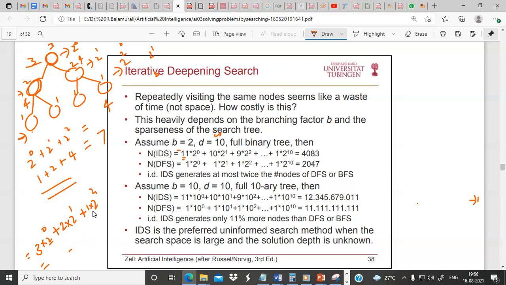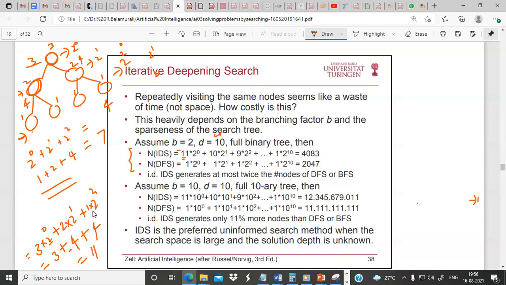So now we can calculate this. 2 to the power 0 is 1, which is 3, plus 2 2s are 4. Again it is 4. So it is 4 plus 4, 8 plus 3, 11. So 3 plus 4 plus 4, which is 11. Right. So this is how we got these values.